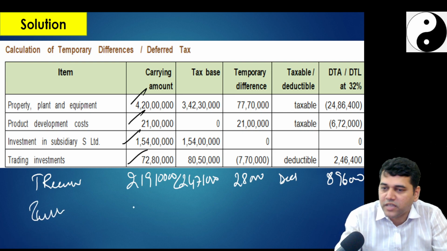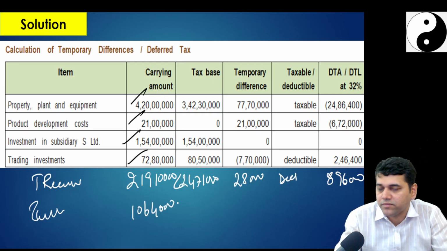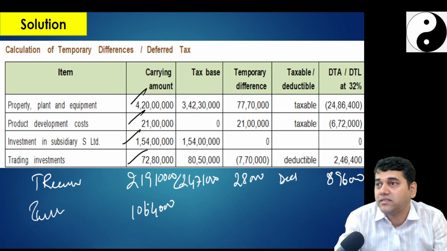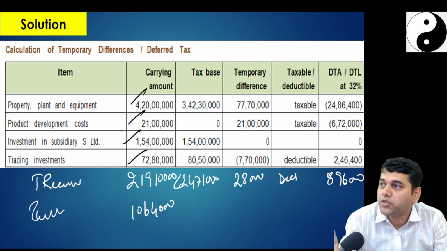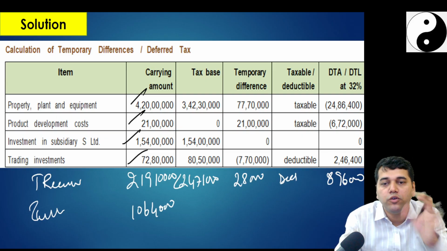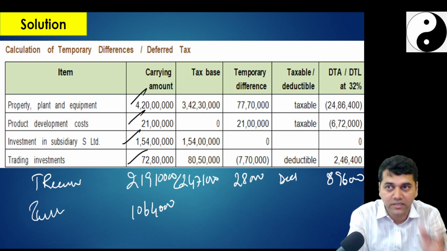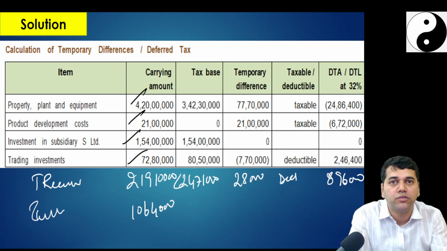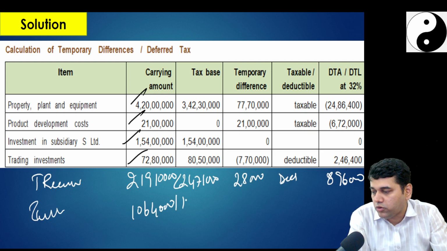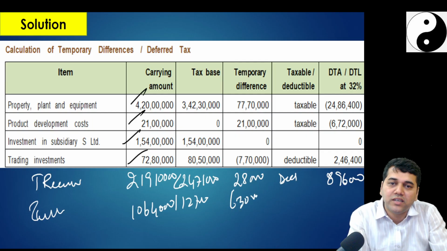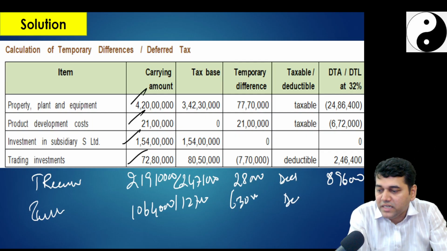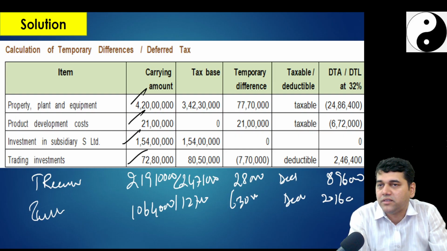Inventory is how much? As per book, 1 crore 6 lakh 40,000. As per tax, do you have more inventory or less inventory? More. How much did you add back there? 6 lakh 30,000. Inventory obsolescence, they say that we don't recognize it. Cumulatively 6.3. This year you added something, but I am talking cumulatively. So 6 lakh 30, that means 1 crore 12 lakh 70,000. 6.30 is the temporary difference. This is also a deductible difference. 2 lakh 1,600 is the tax. Clear?